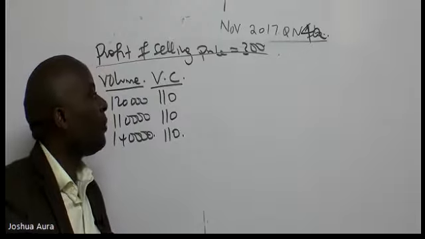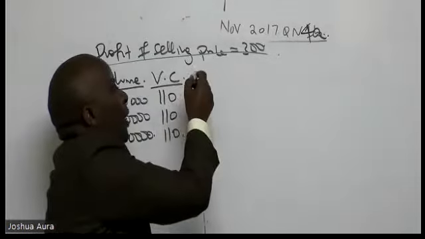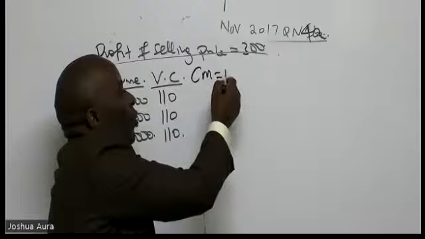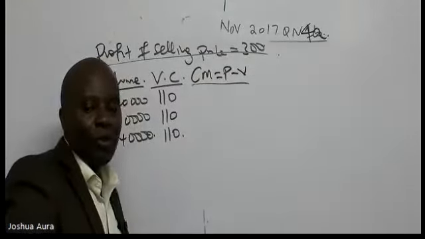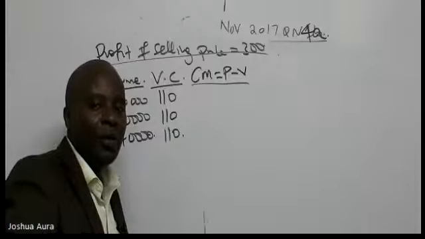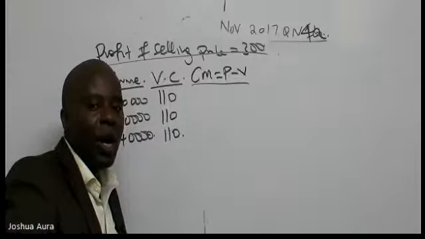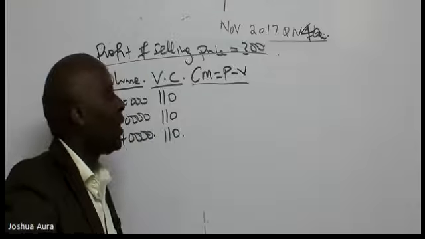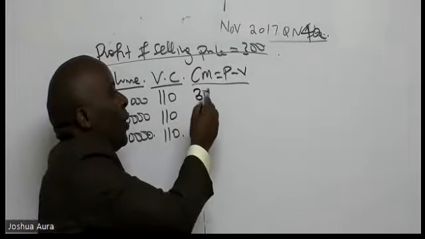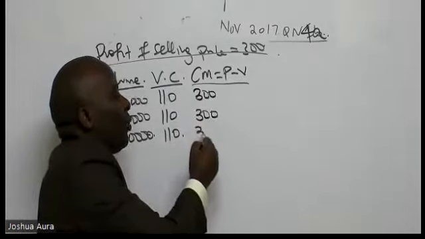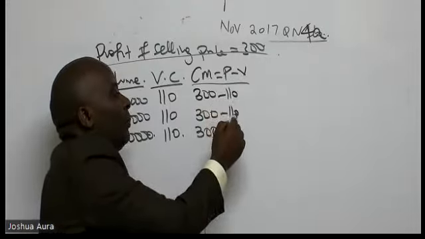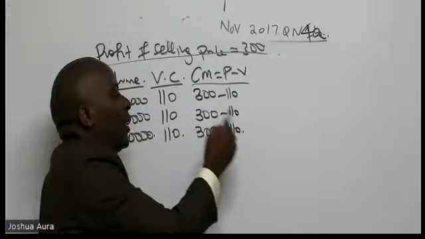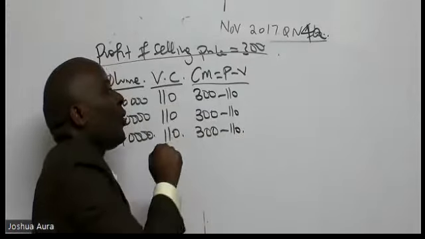So then, ladies and gentlemen, could you kindly create a column here for me of contribution margin? Remember, we are bright students. We know that contribution margin is selling price minus variable cost. In this case, the selling price for this table is 300 minus the variable cost.